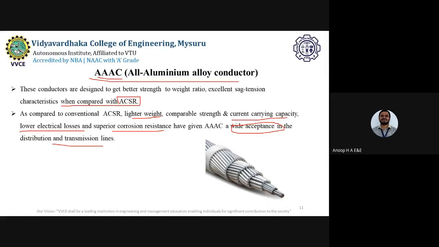Yes. So let's have a quick recap. I'll not share the slides now. Tell me a few properties of ACSR conductors. I might choose anyone now.